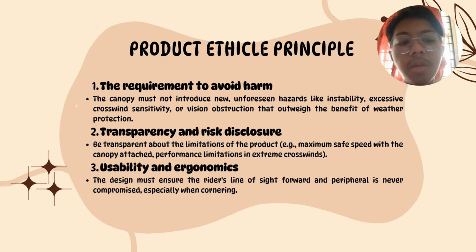installation or detachment procedures. And the final one is usability and ergonomics, which means the design must ensure the rider's line of sight, forward and peripheral, is never compromised, especially when cornering. So, we need to design the windscreen with minimal glare and geometry that avoids distorting the rider's field of view. With this, we can ensure the canopy does not interfere with the natural steering and lean motion of the motorcycle.